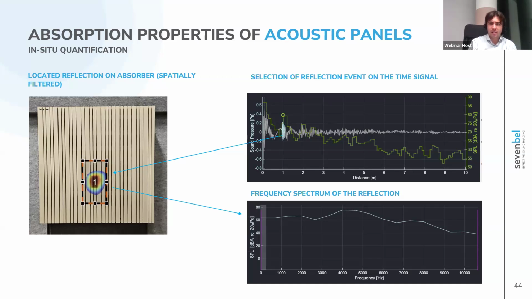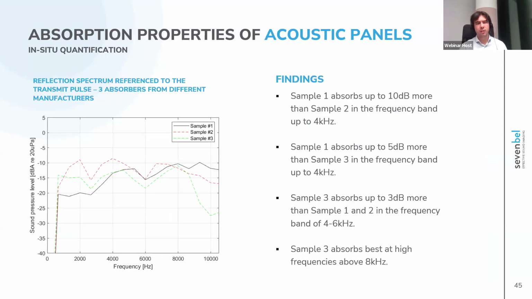Now that we have this spectrum of that reflection, we can reference that to the direct sound. And if we have a few samples, we can compare between them, obtaining a certain relative absorption of each of these samples in the same setup, and plot that to understand the absorption properties of each one.